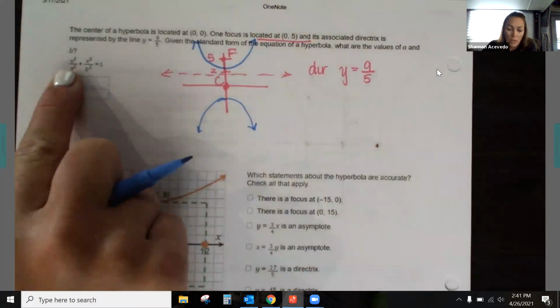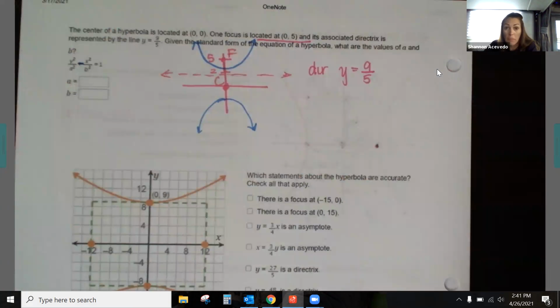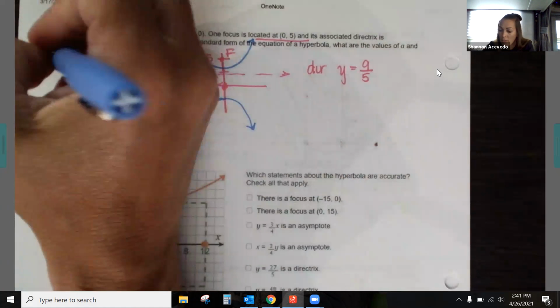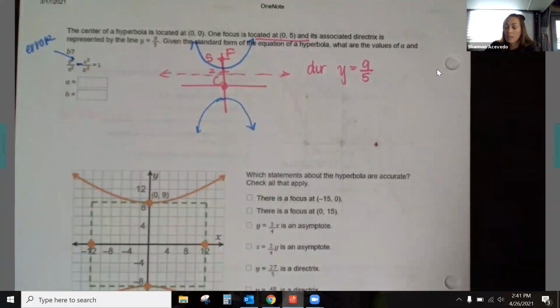This is a misprint right here. This should be a minus right there. We're talking about hyperbolas. It's a minus. That is a misprint that they gave you guys. It is not an ellipse. So they do make mistakes in the Edgenuity stuff. Just be aware that that is an error right there. It is not supposed to be a plus.